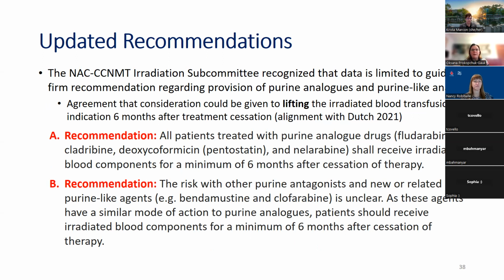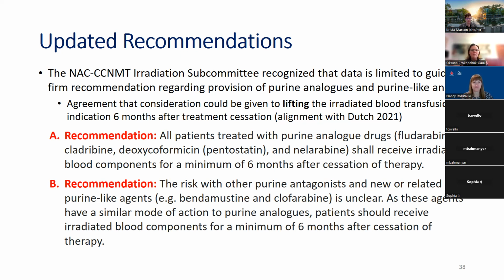So our subcommittee recognized the limitations in the data and did provide some statements in terms of what to do with patients who receive purine analogs and purine-like analogs. With great discussion, stakeholder review, and consideration, we did suggest that indications for irradiation can be lifted at a minimum of 6 months after treatment cessation. But again, that would be in discussion with the treating physicians and contingent on the clinical status of the patient. So purine analogs include things like fludarabine, cladribine, pentostatin, and nelarabine. So for a minimum of 6 months to receive irradiated blood until a minimum of 6 months after cessation of therapy.